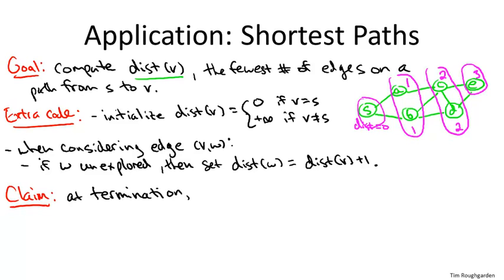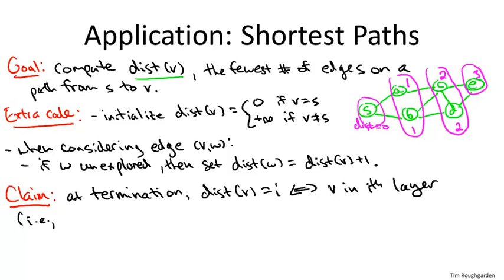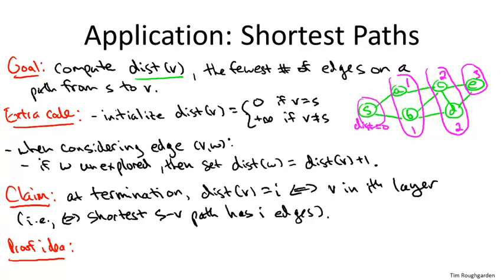That the distance computed by breadth first search for an arbitrary vertex V that's reachable from S is going to be equal to I if and only if V is in the ith layer, as we've been defining it previously. And what does it really mean to be in the ith layer? It means that the shortest path distance between V and S has I hops, I edges. So I don't want to spend time giving a super rigorous proof of this claim, but let me just give you the gist, the basic idea, and I encourage you to produce a formal proof at home if that's something that interests you.